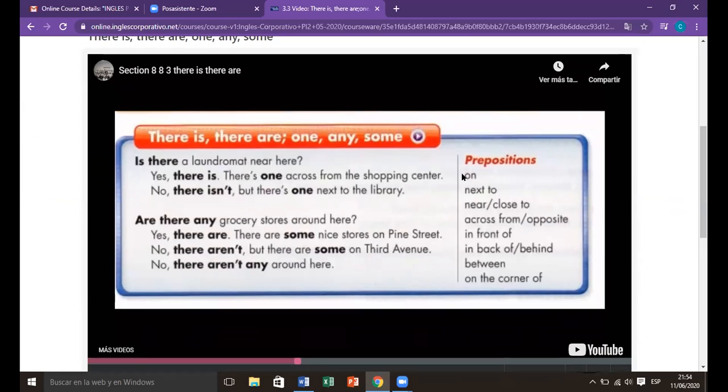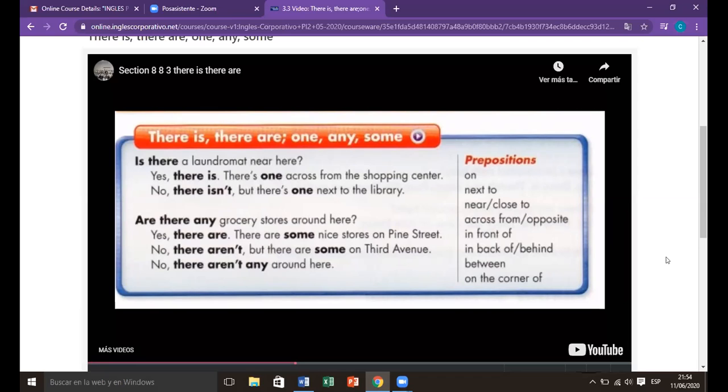Here we have the prepositions on, next to, near, close, across from, opposite, in front of, in the back of, behind, between, on the corner of. Do you know these prepositions? Do you know on? Yes. Sobre? On. On the table, exactly. Yes. On. Right?